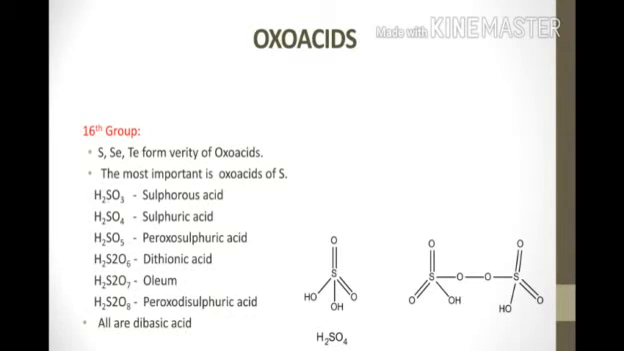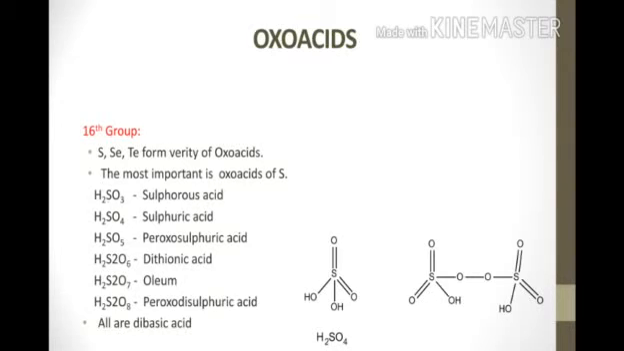Then H2S2O6, dithionic acid, H2S2O7, oleum, H2S2O8, peroxodisulfuric acid. Here you have to notice one thing: all the oxo acids of sulfur are dibasic acids.